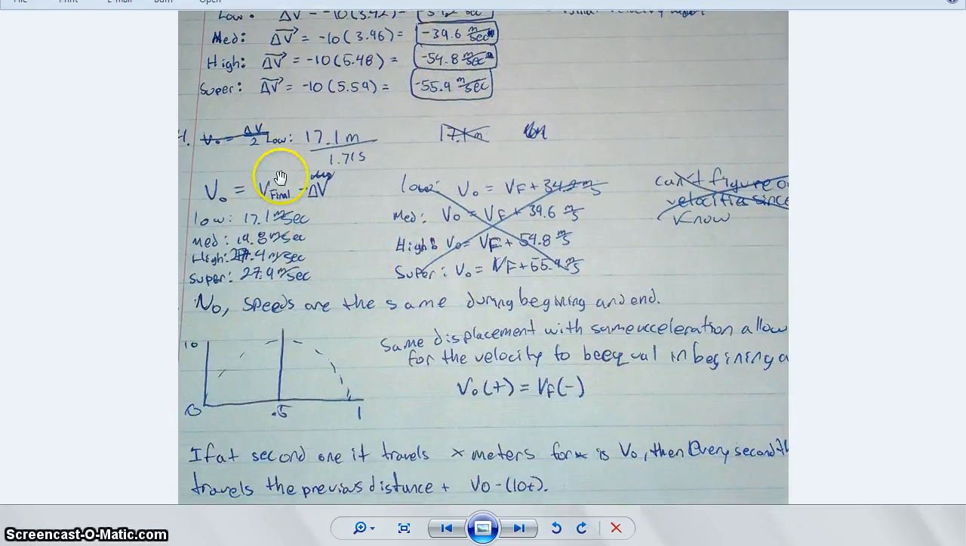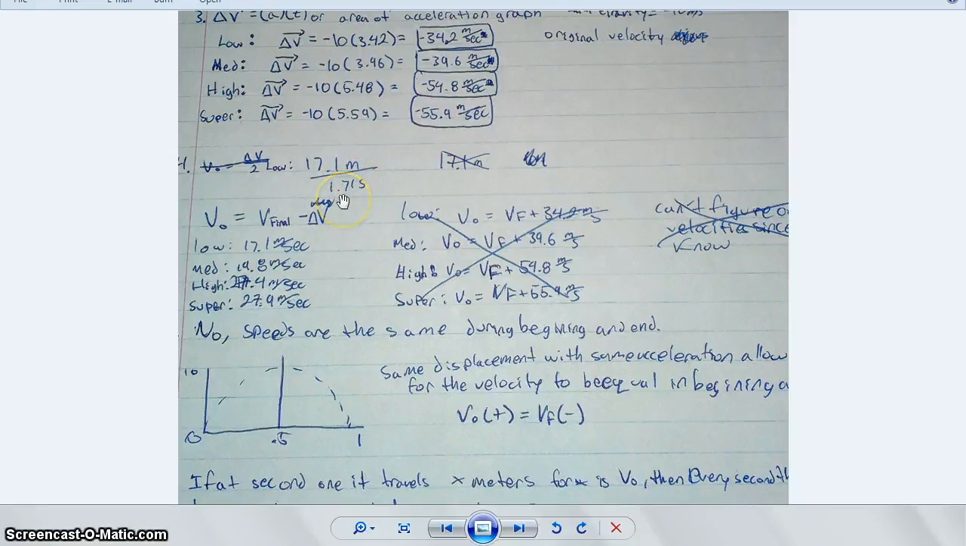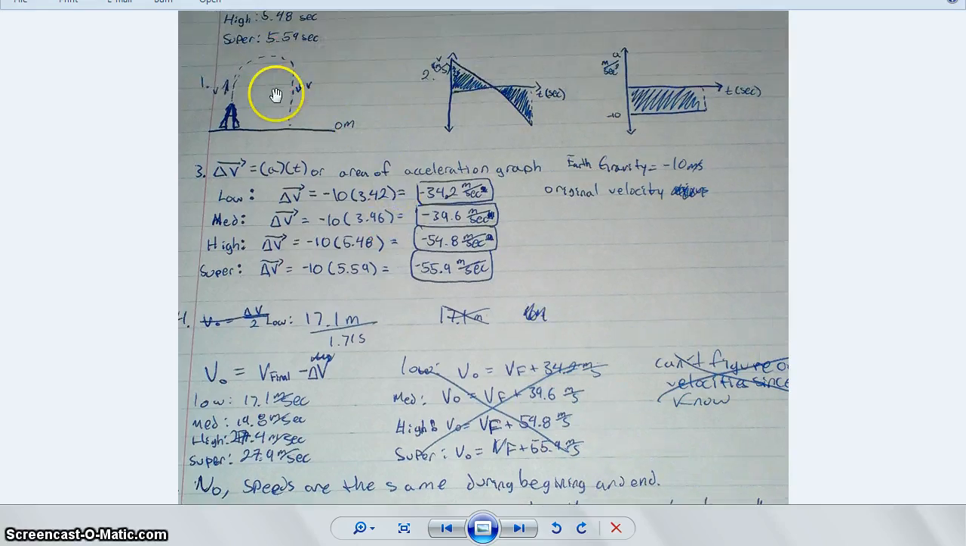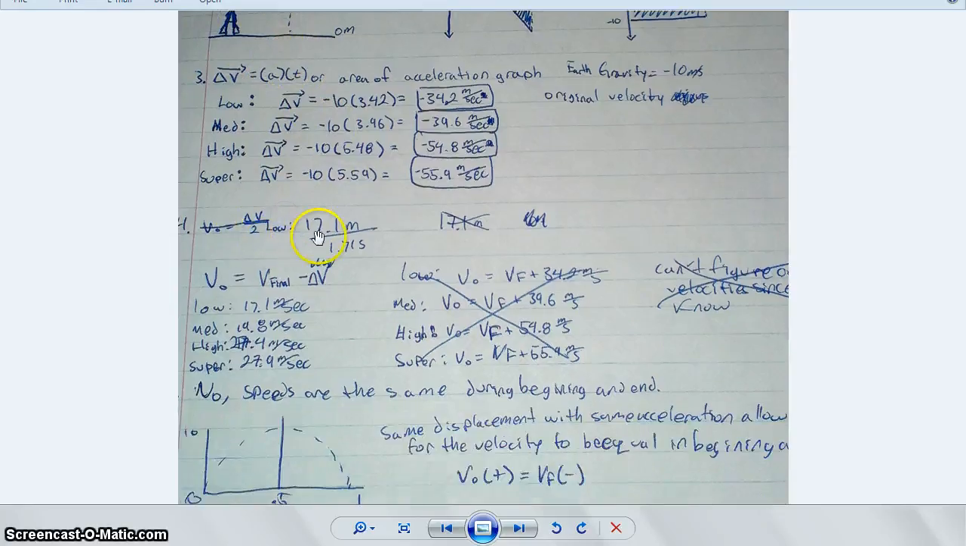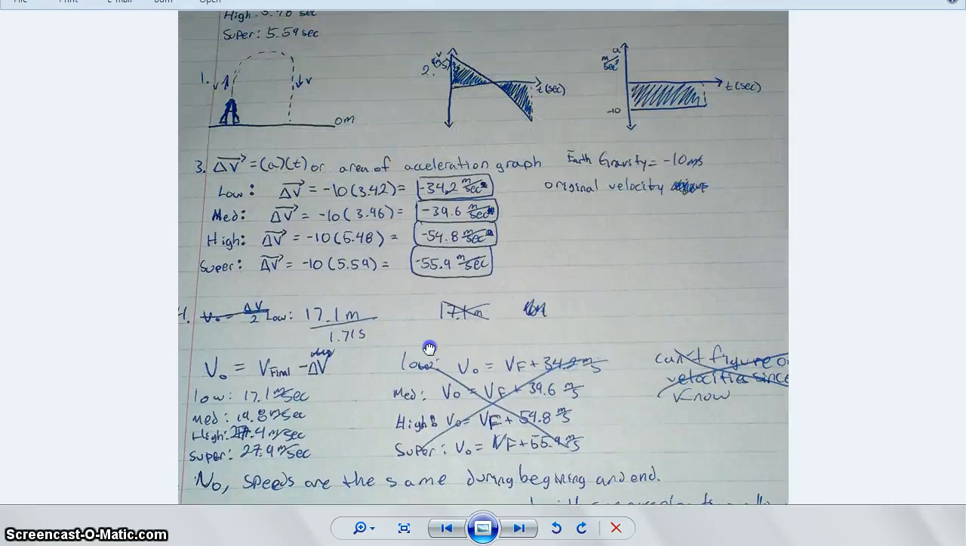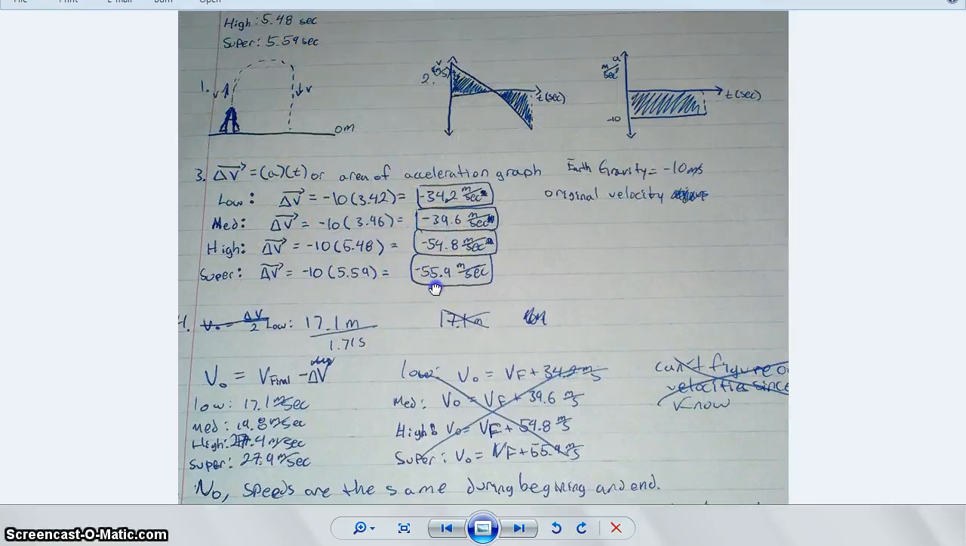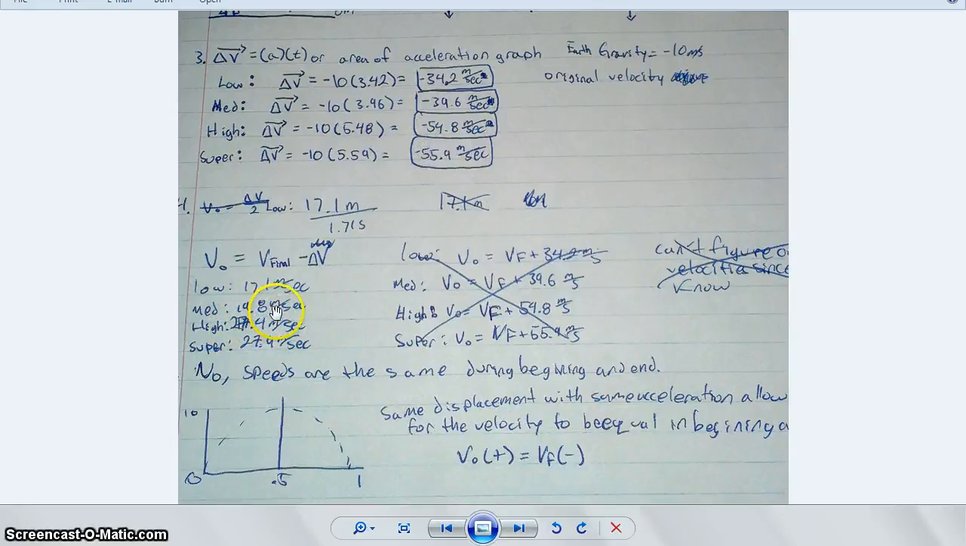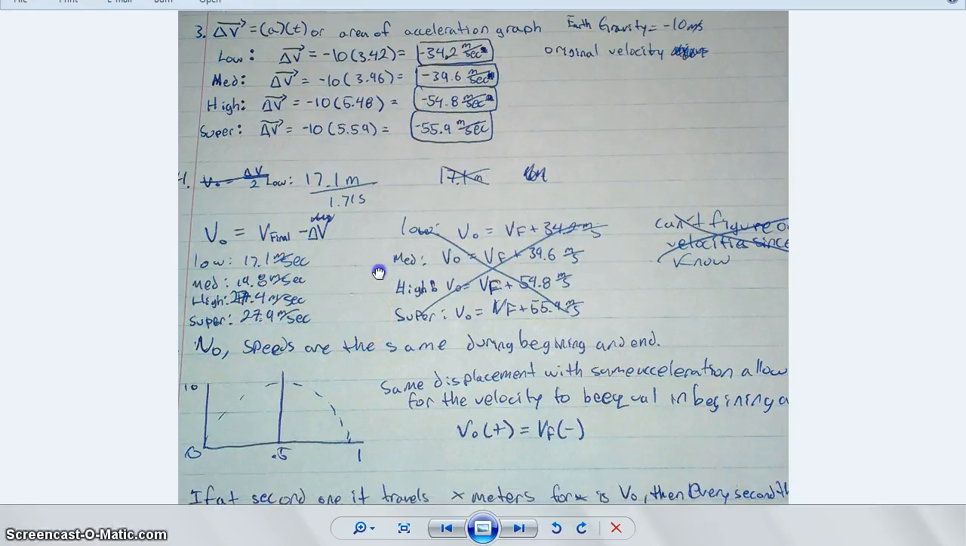So we come further down, and we need to find how fast it was traveling when it was launched. So that's just half of the entire function. When it was launched for the low, it's basically just half of that, so it divides up to 17.1 meters per second at launch. The medium is 19.8 meters per second at launch. The high is 27.4 meters per second at launch, and the super is 27.9 meters per second at launch.